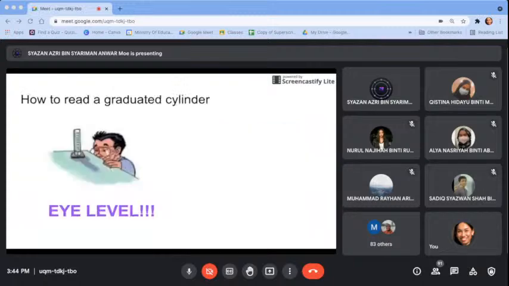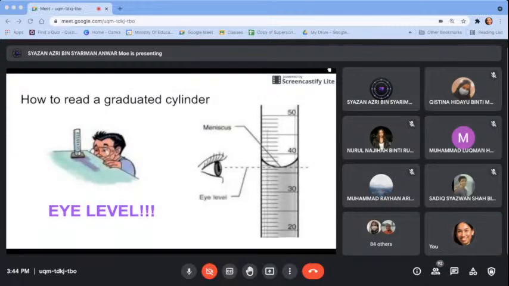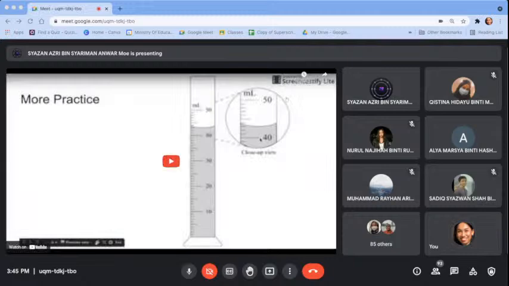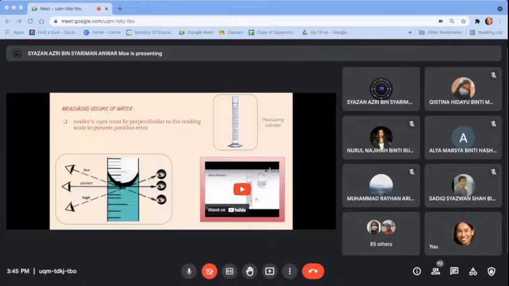When you're reading a graduated cylinder, as you can see in the picture, it is very, very important to always read it at eye level. This makes sure that you are reading the numbers straight across, not from the top where you might get a lower reading, or from the bottom up where you might get a higher reading. By looking at the graduated cylinder from eye level, it makes it much easier for you to see the bottom of the meniscus where you should be taking your reading from.